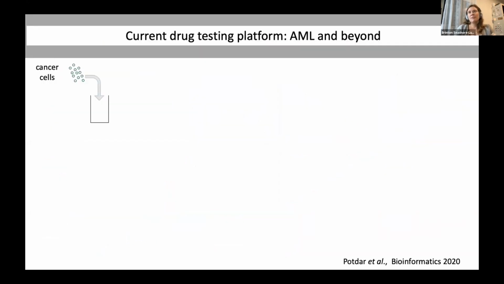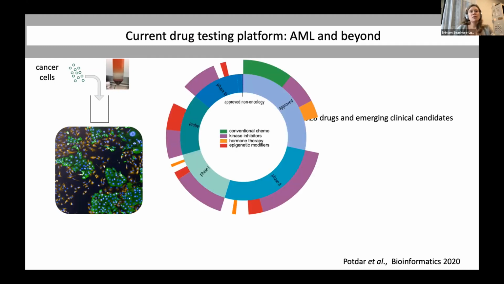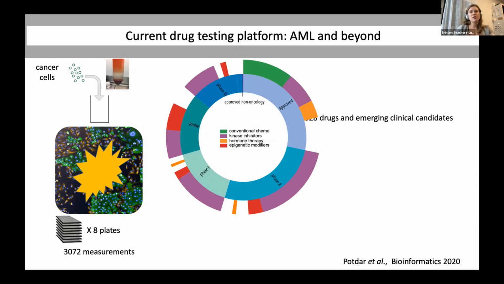The current testing that we have been doing has been mostly optimized in AML, and there we seed cancer cells into 384-well plates. This is an example of a bone marrow that we get. We do this with CellTiter-Glo, which is a plate-based reader version of the assay, where you measure ATP as a surrogate for viability. We do this across 528 drugs with emerging clinical candidates, in 5-point dose response across 8 plates. We get out around 3,072 measurements, and this we use to understand a patient-specific drug response profile.